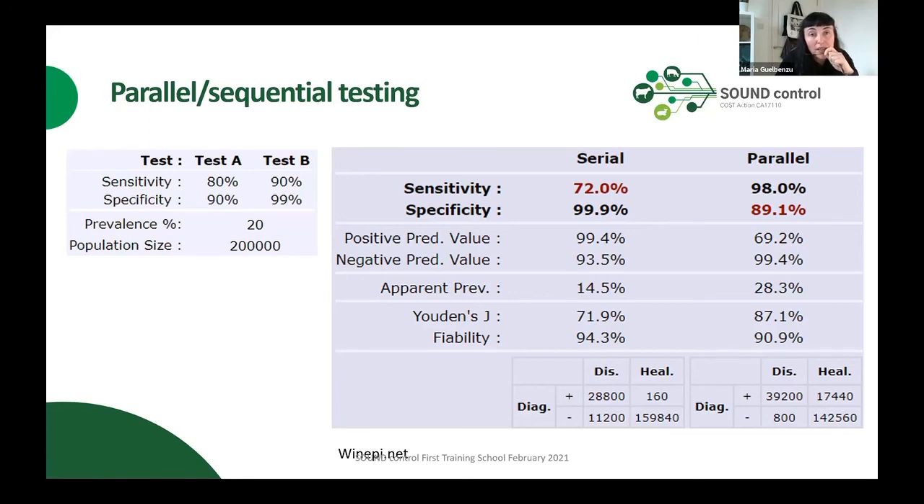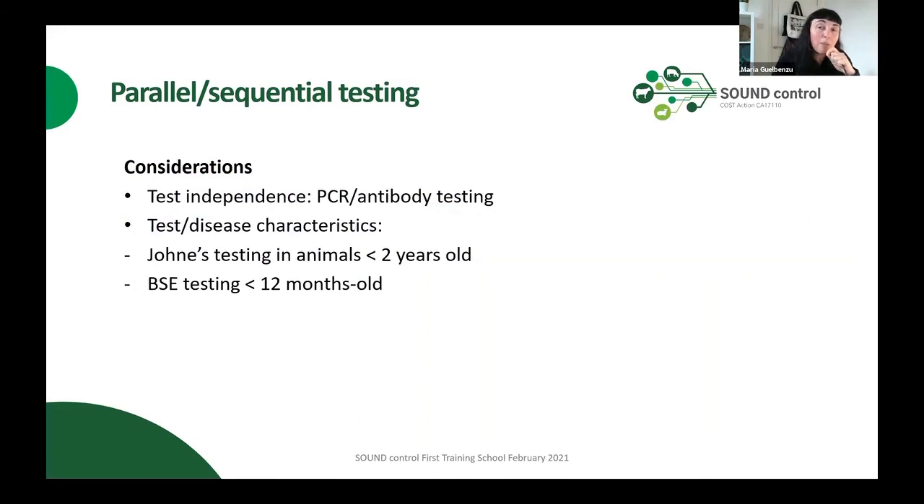So one consideration with these is that the tests must be independent. So they must be measuring different things. So for example, a PCR and an antibody test. This is because our formula is based on that; if they are correlated, for example two different antibody tests measuring the same thing, this has an effect on the way that you would calculate the sensitivities and the specificities. So the tests must be independent.